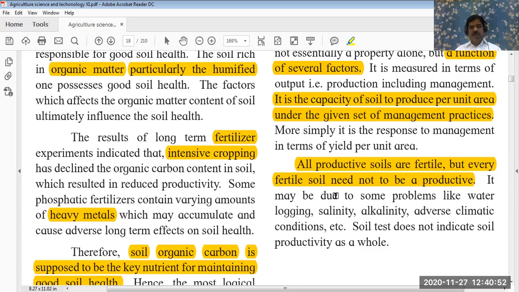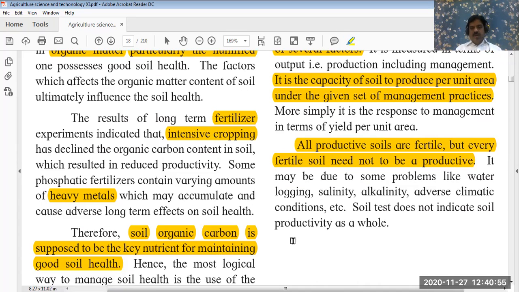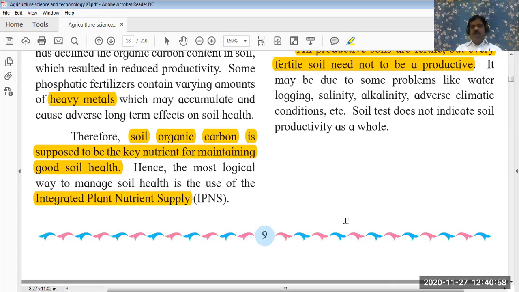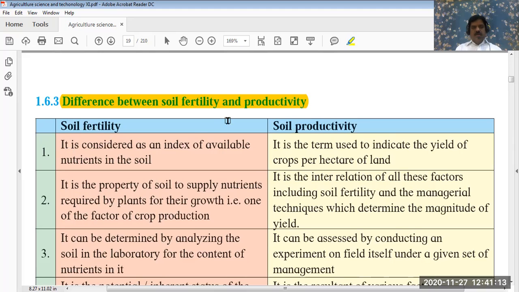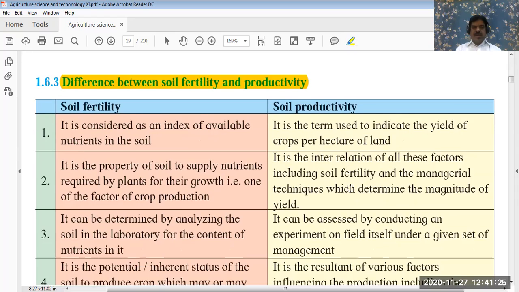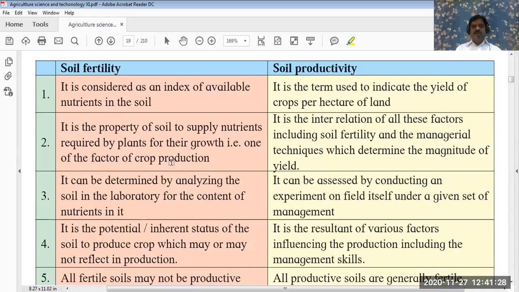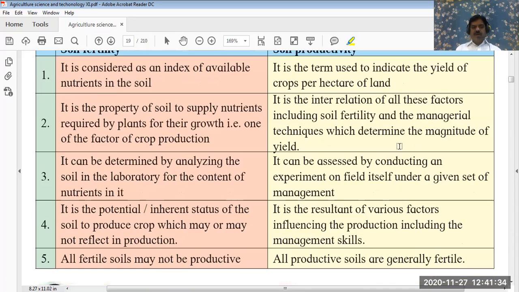responsible for soil productivity. Here the salinity of soil, alkalinity of soil, all these things decide soil fertility and soil productivity. Now let us see the difference between soil fertility and productivity. Here, just as we have seen, this is a repetition. Soil fertility indicates availability of nutrients. Soil productivity indicates production per hectare. Soil fertility supplies nutrients. Soil productivity is a relationship between soil and plant.